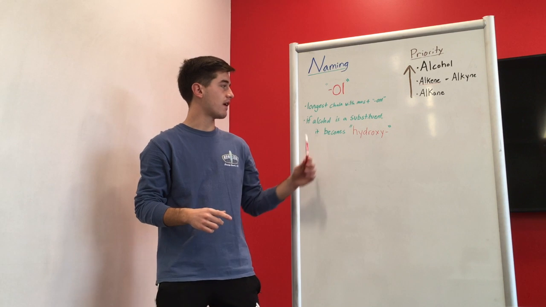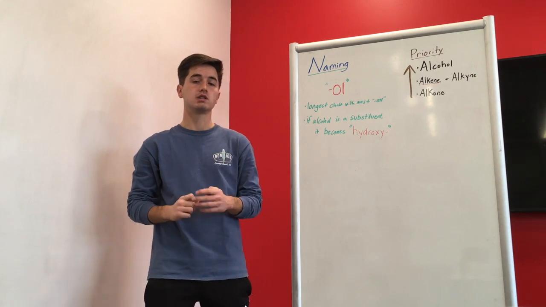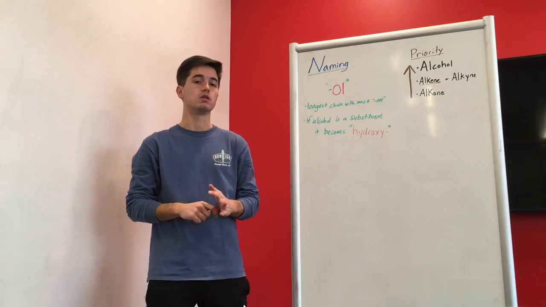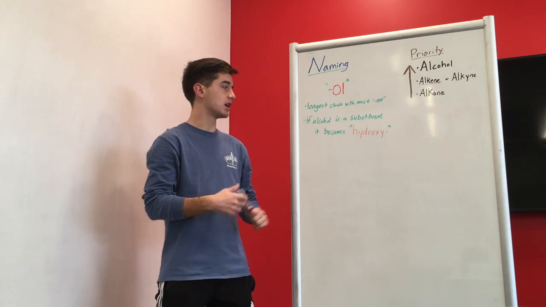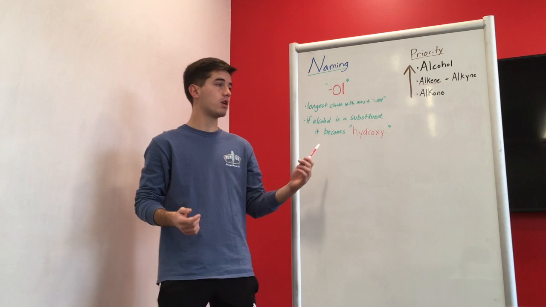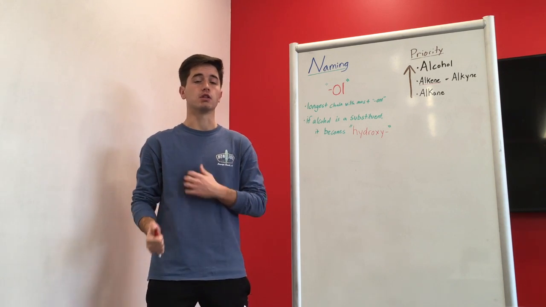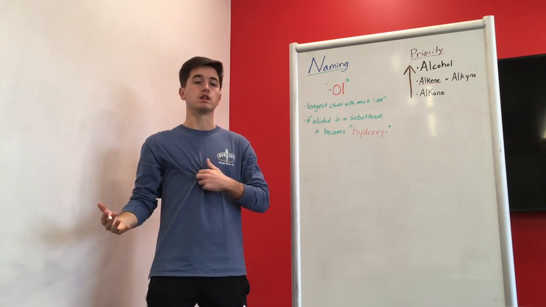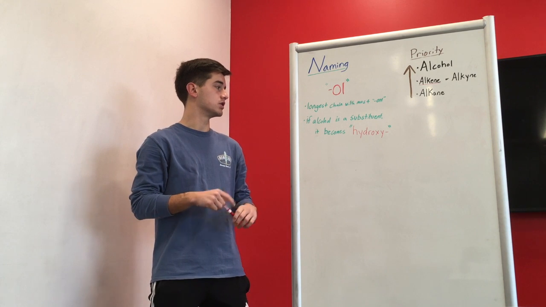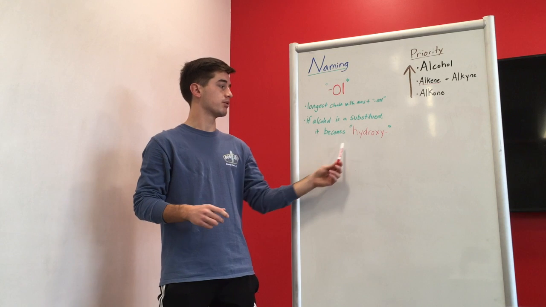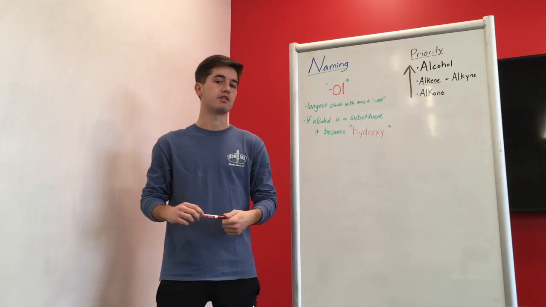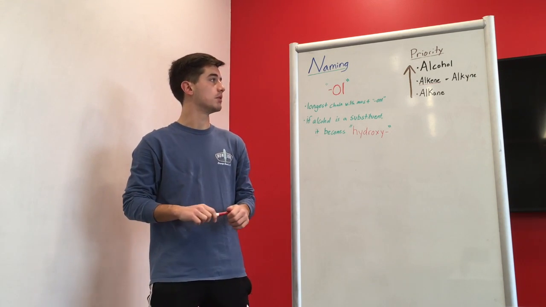So how you name it is you find the longest chain with the most amount of OHs, and that's the chain you assign the name to. If an alcohol becomes a substituent, so for the priority, a carboxylic acid is above an alcohol. If there's a carboxylic acid on the chain, then you would change the alcohol from being the suffix of OL, and it becomes a prefix of hydroxy at the beginning of the name.